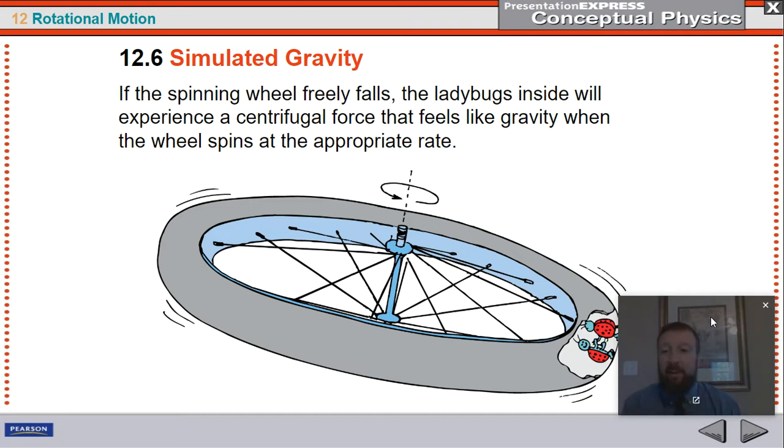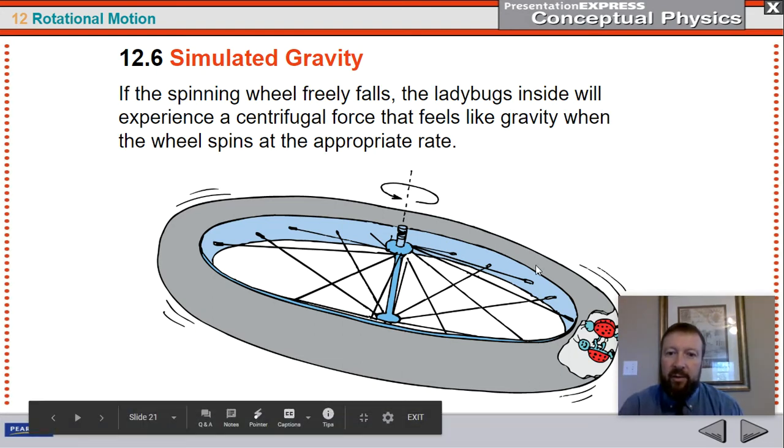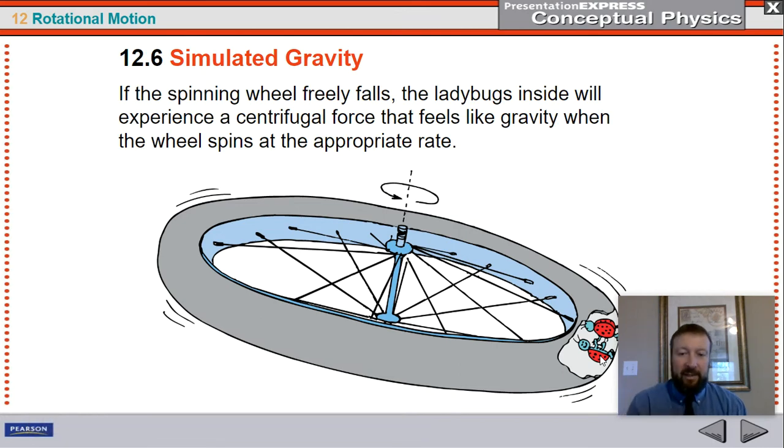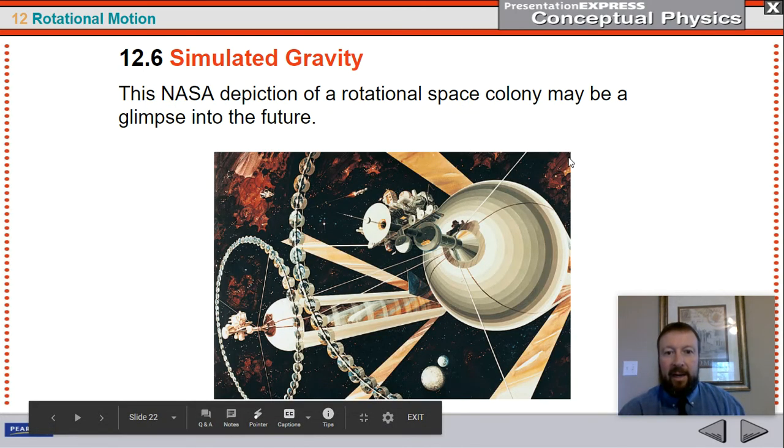The last part of this whole section that I want to focus on is the fact that you can have simulated gravity. Simulated gravity is that centrifugal force that you would feel. It's not real gravity. Gravity exists between two things; we get into that in the next section. But as you spin something around, it wants to be pushed out, like these ladybugs in here as they're going around. It would seem like they're being pushed against the floor, as long as you change your direction of what you think is up. And you could do that in space.